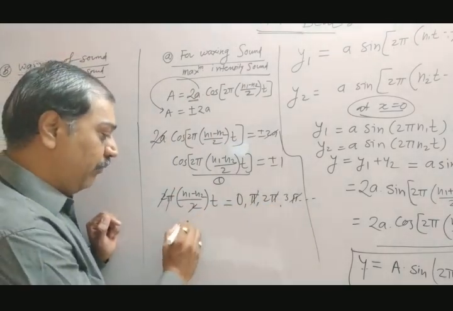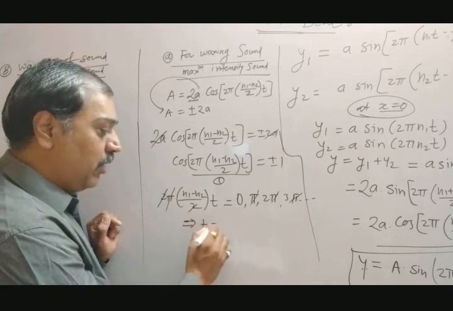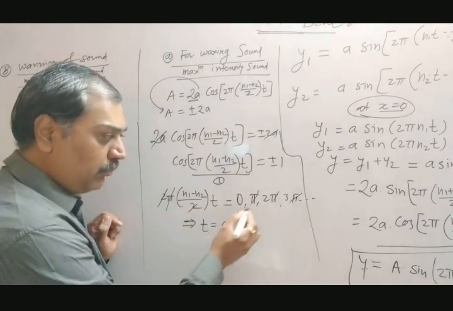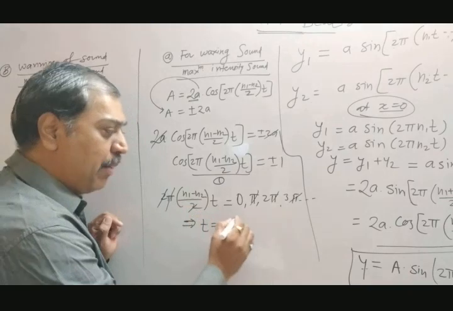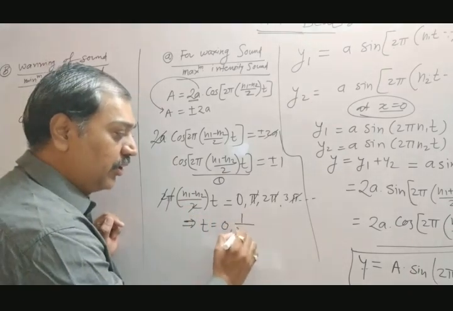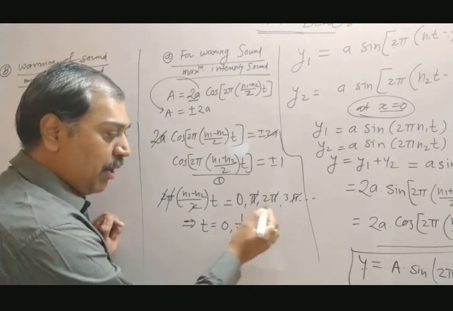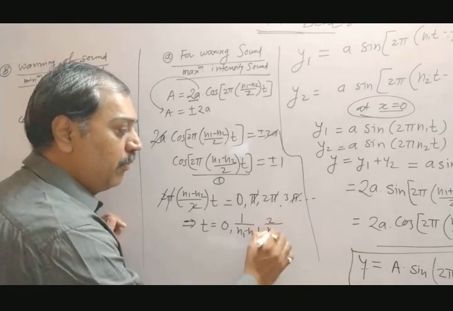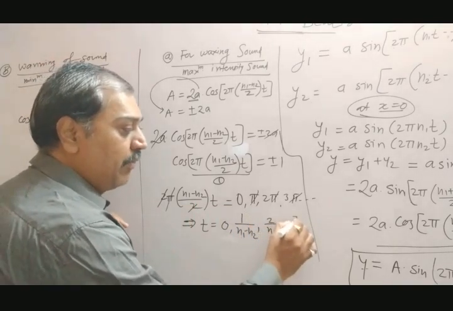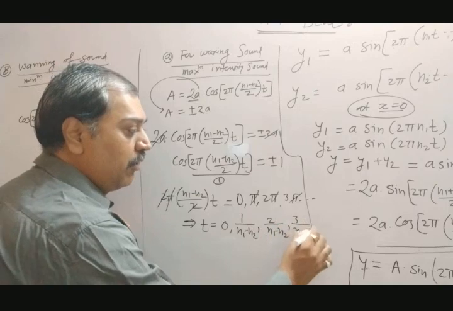Now find the value of t. This equation implies that t equals 0 for the first case, then 1 divided by (n1 − n2) for the second condition, 2 divided by (n1 − n2), and third, 3 divided by (n1 − n2), and so on.